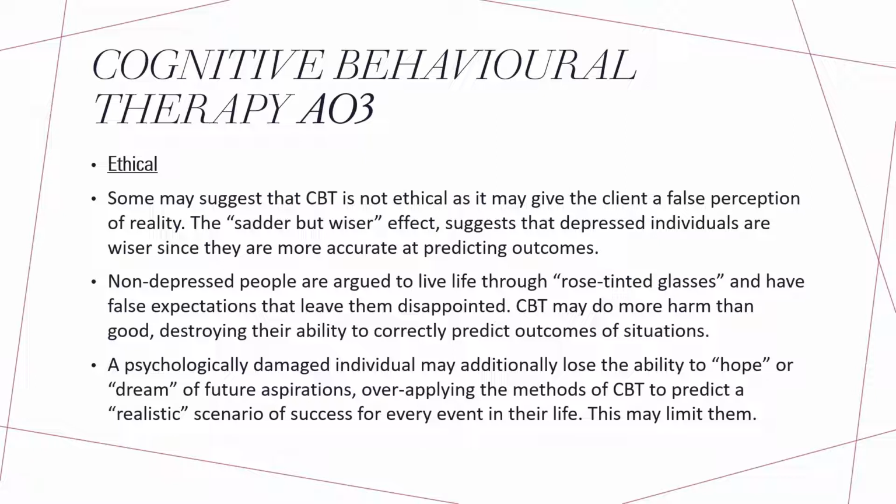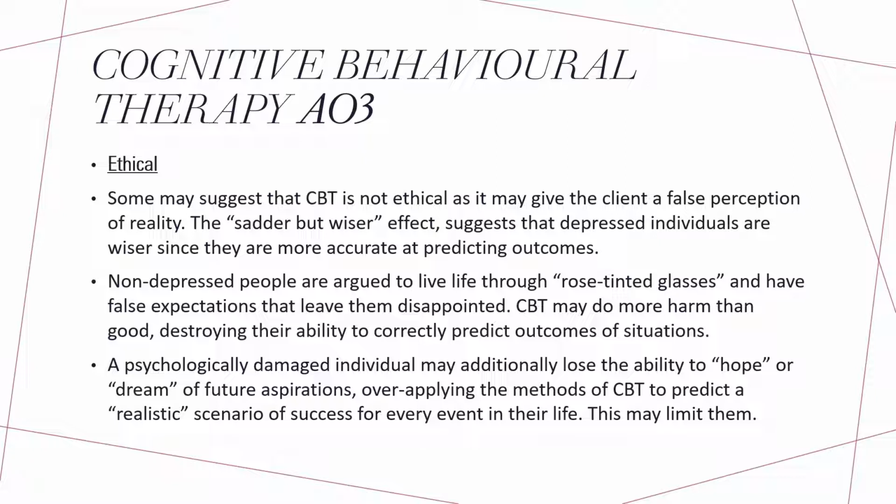This can be explained as a psychologically damaged individual may lose the ability to hope or dream of future aspirations, over applying the methods of CBT to predict a realistic scenario of success for every event in their life, which may limit them. So there may be other factors that lead to their prediction. And if they believe that their prediction is the most accurate prediction, then they may limit themselves. So for example, somebody that hopes to be a doctor most likely will become a doctor with hard work. That's not necessarily out of the realms of the unordinary.